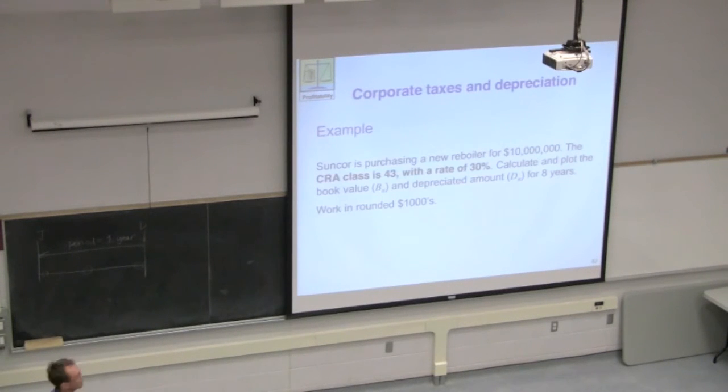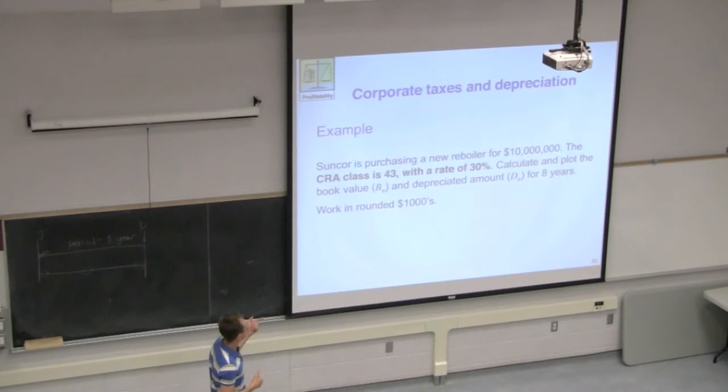Suncor is looking at buying a new reboiler, $10 million. Reboilers fall in class 43, so a depreciation rate of 30%. Calculate what those book values and depreciated amounts are for the next 8 years. Just go up to about 3 or 4 years to get started.